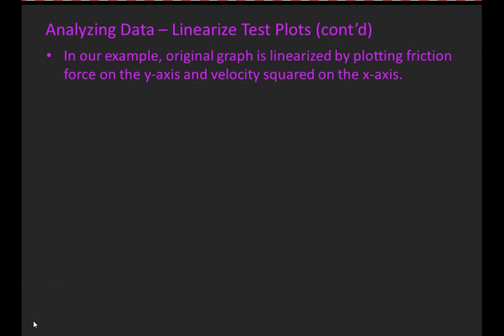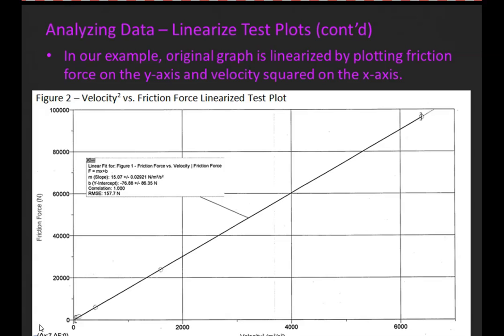So let's take a look at our linearized test plot. We went ahead and plotted velocity squared on the x-axis, kept friction force on the y-axis, and notice now we have a straight line. And we're going to talk about how we use linear regression to get this slope and this y-intercept.